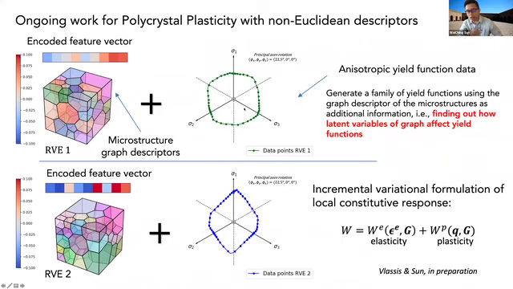And what we are trying to do right now is to connect how the evolution of the encoded feature vector affects the shape of the yield function for given orientations. So if it succeeds, then we can capture a family of polycrystal structures and understand how the change of the graph connectivity affects the yield functions. And from that, we can also work on the hardening.